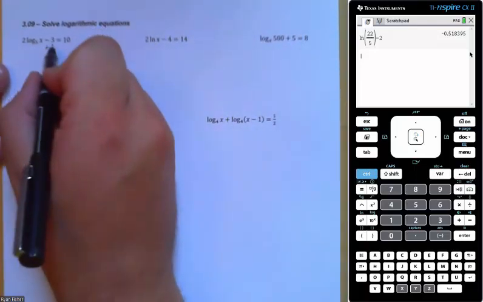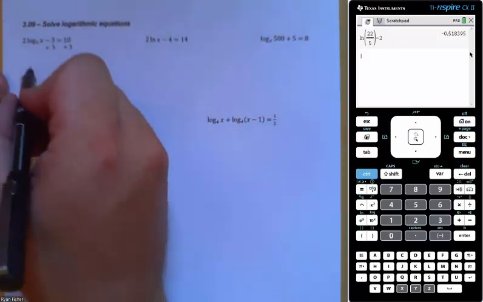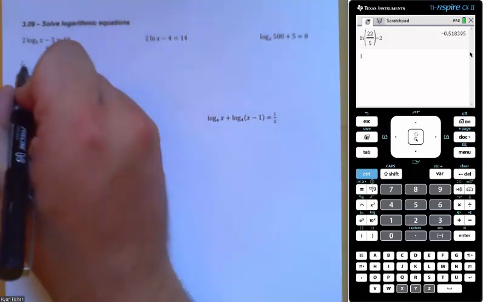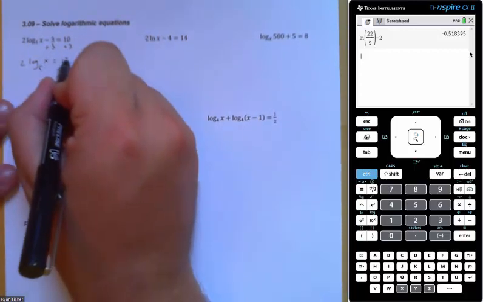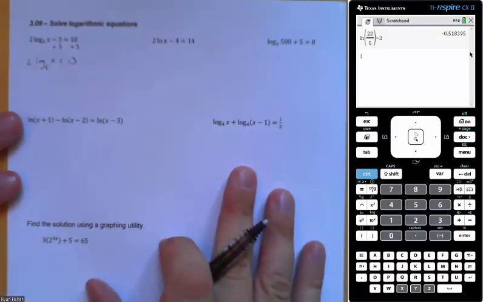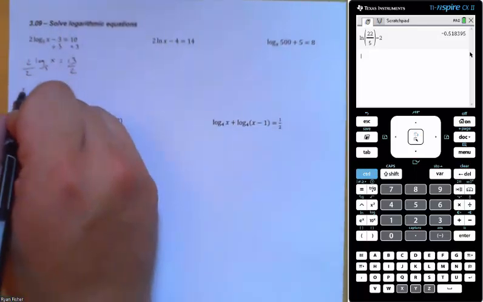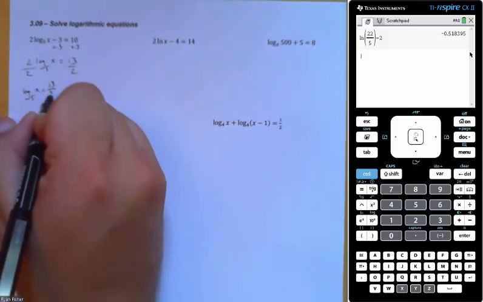So I'm going to start by adding 3 to both sides and get 2 log base 5 of x is equal to 13. How about I divide everything by 2 and get log base 5 of x is equal to 13 halves.